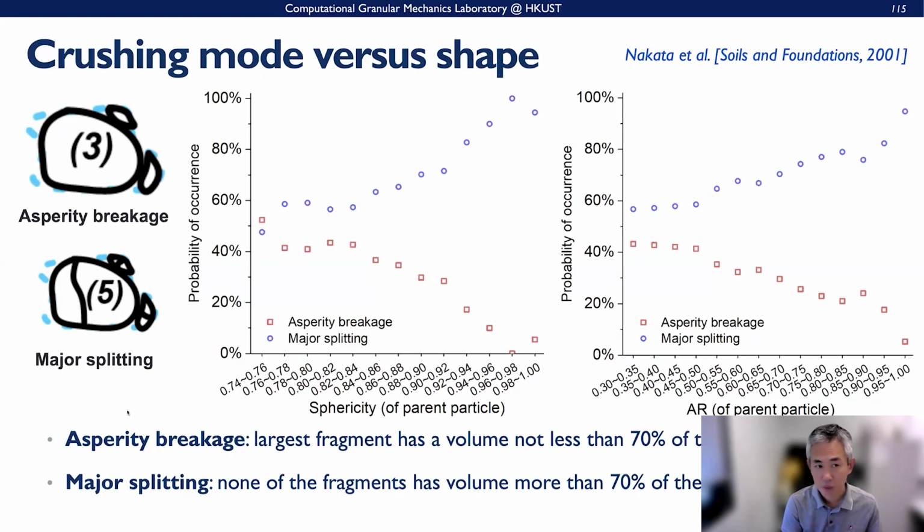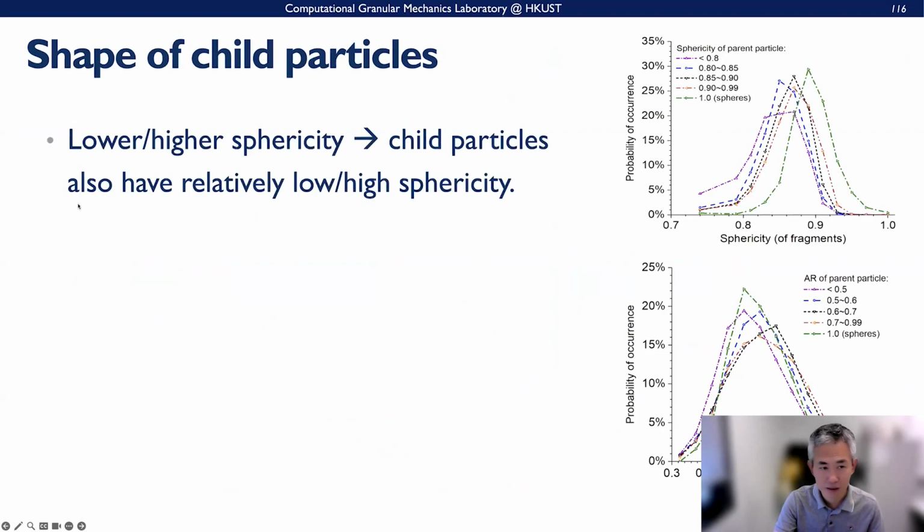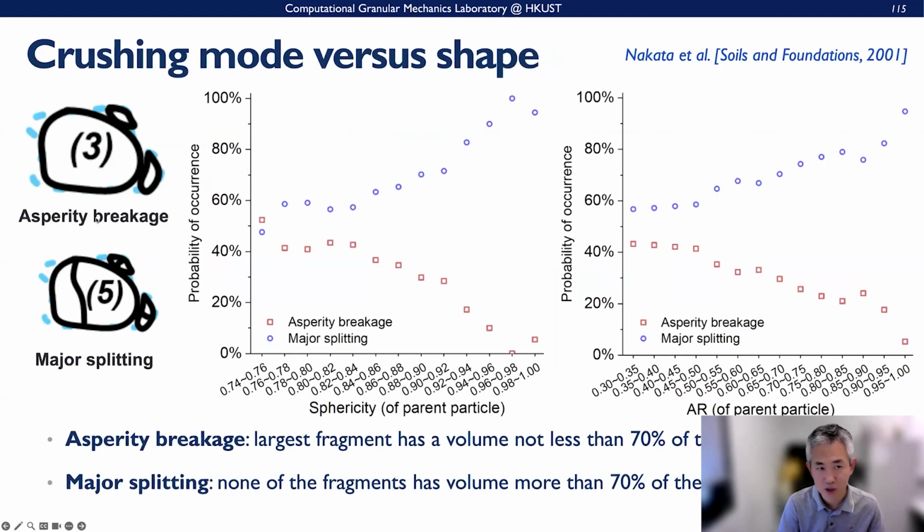We also look at other crushing modes. For example, we want to look at the so-called asperity breakage and major splitting. Asperity breakage means that the pieces, the corners, can be chipped out, versus the particle itself splitting more or less from the middle. This is called major splitting here. And with these statistics we get the asperity breakage and the major breakage, their probability of occurrence, with the sphericity and aspect ratio.